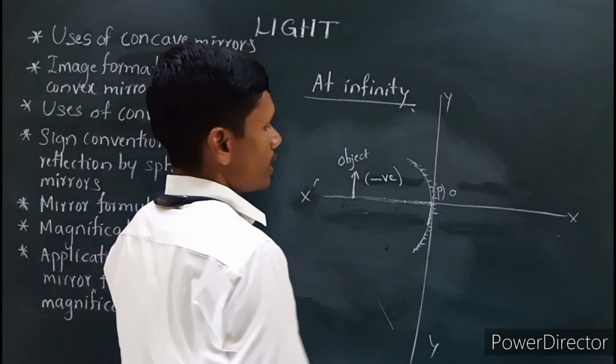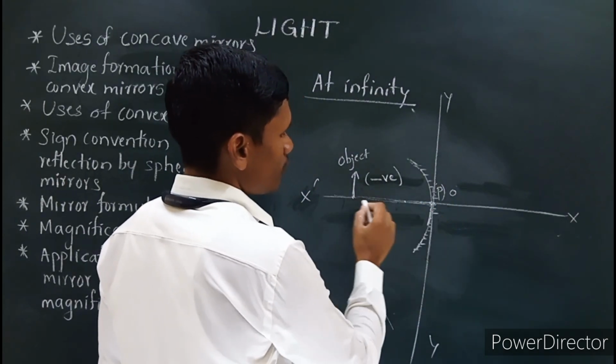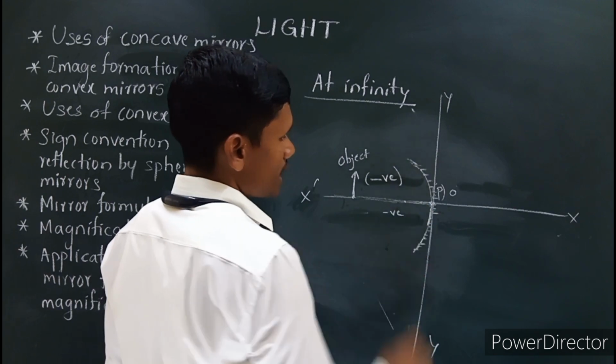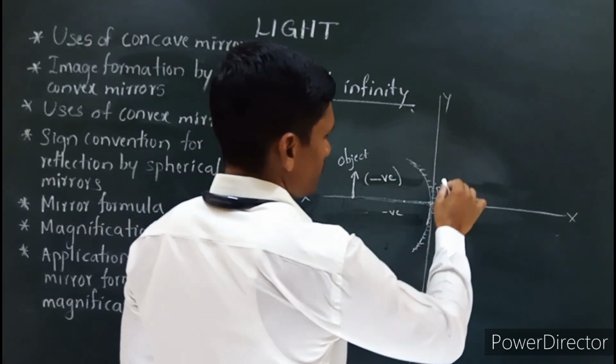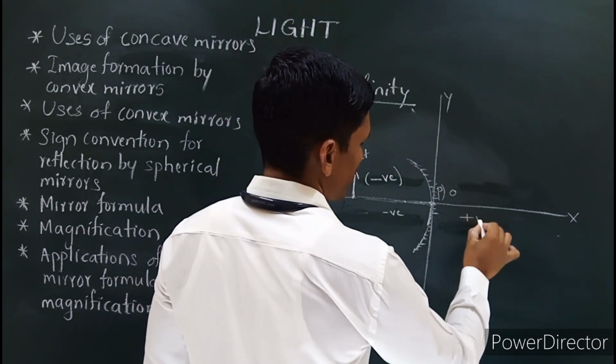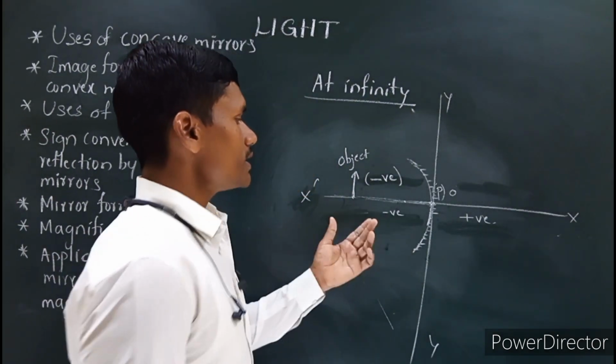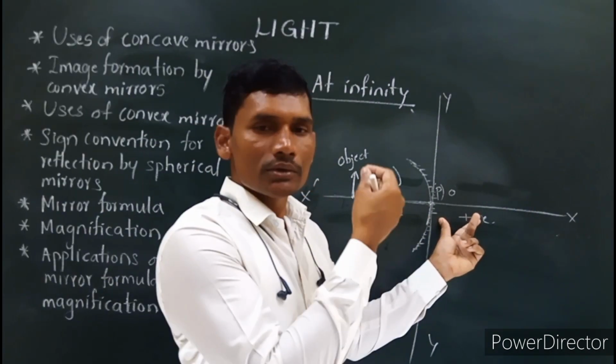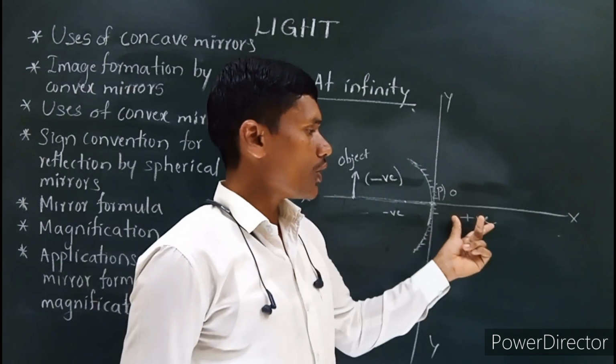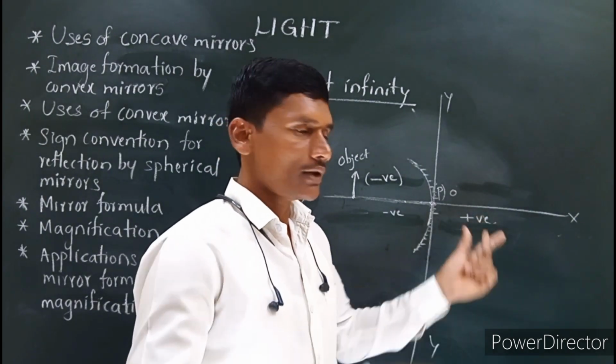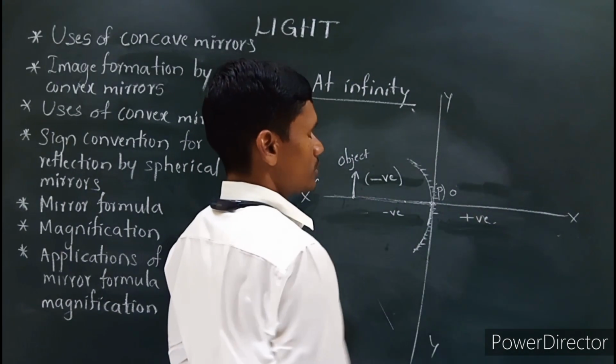Okay. Now, what happens if this is the origin? To the left there are always negative values, right? As you already studied. And if you go to the right, there will be positive values. That means the distances measured to the right of the pole of the mirror are always taken to be positive values.